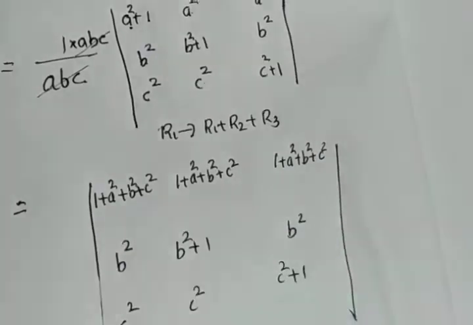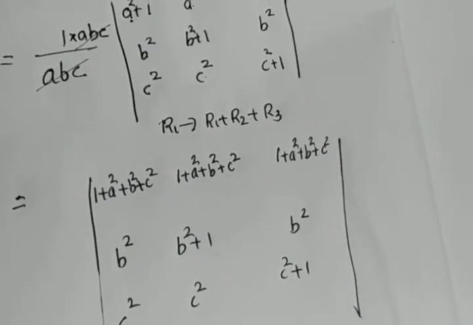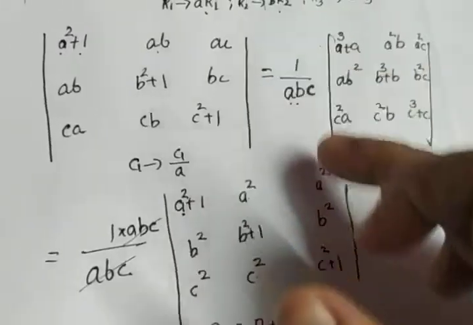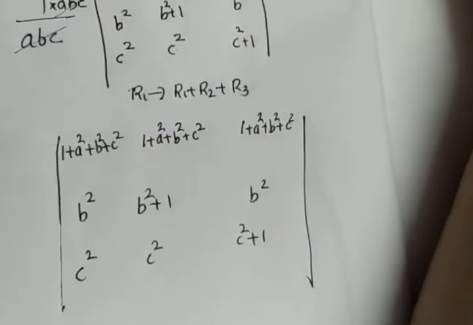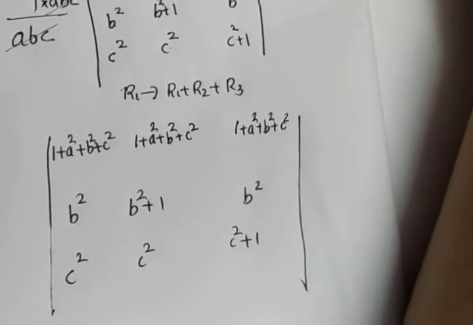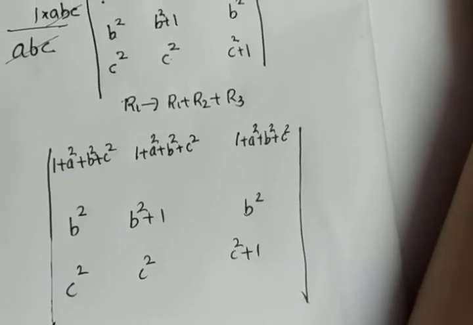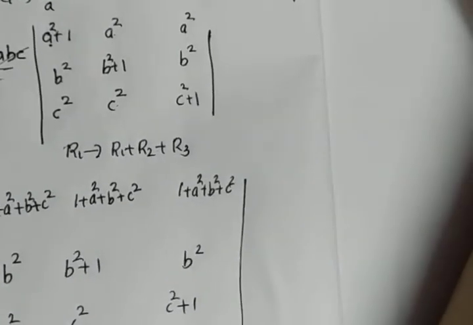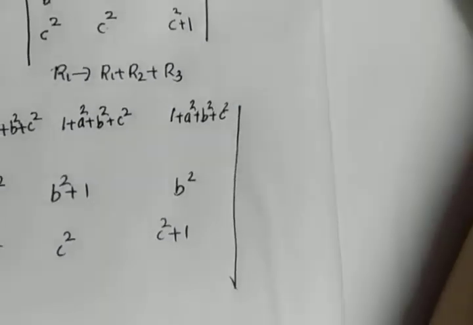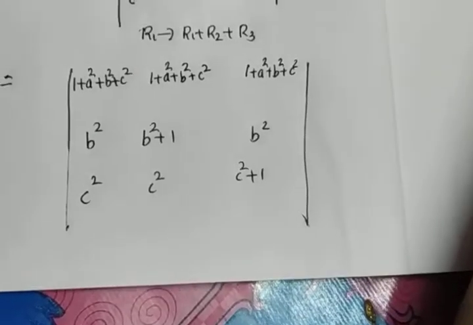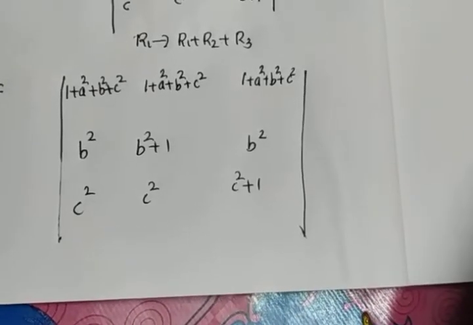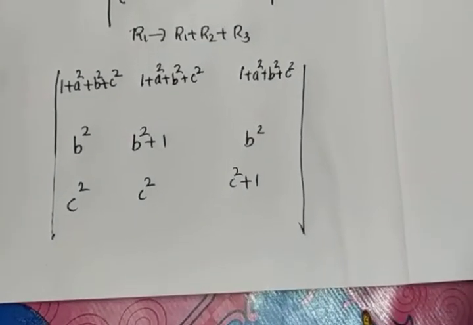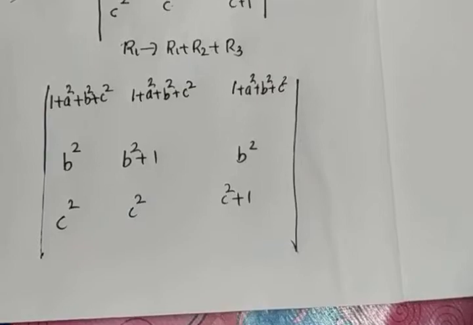Look at the first row. 1 plus a square plus b square plus c square is common. For making this common element, we did all these transformations. So I am taking 1 plus a square plus b square plus c square outside. Then the first row will be 1, 1, 1. The second row is b square plus 1, b square. The third row is c square, c square plus 1.